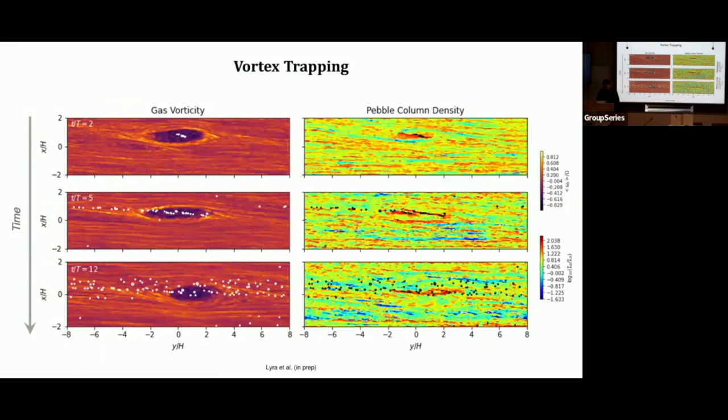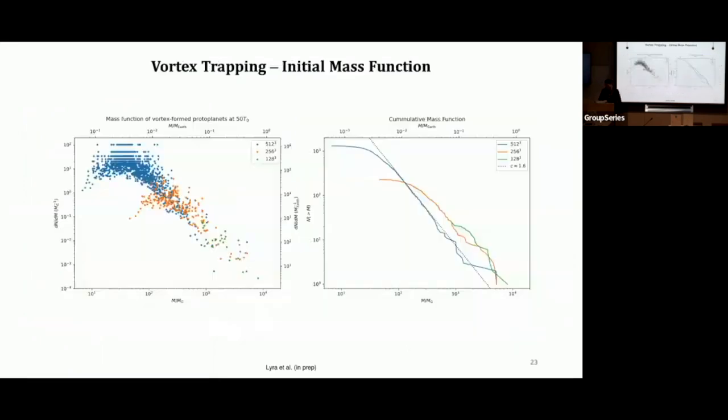And when you compute the mass function, how many of these protoplanets you formed at each mass, these are 3 calculations at 3 different resolutions from 128 cube to 512 cube. The green ones, 128, 256, 512. You see that you have a convergence here for the higher masses. And as you increase the resolution, you form more and more of the low mass ones. This is the cumulative mass distribution. You see that it follows a power law in the initial mass function of index 1.6.